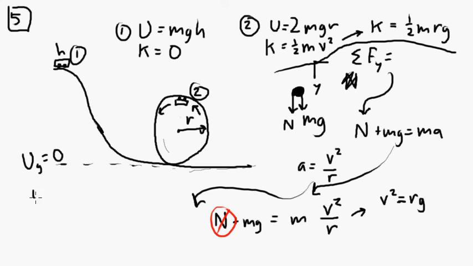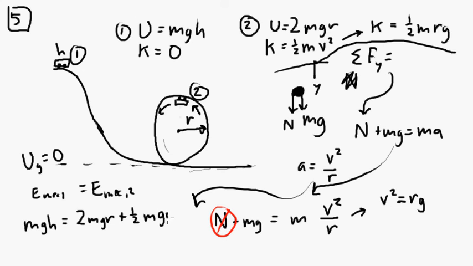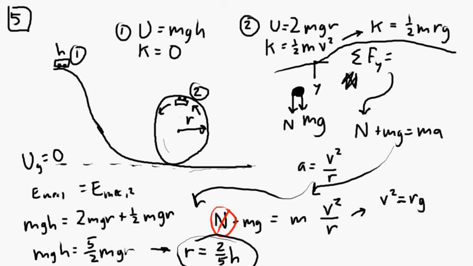Or you can rearrange it and say mgr over 2, so it's the same as this. So what we get is if we set E mechanical at 1 equal to E mechanical at 2, then on the 1 side we get mgh equals 2mgr, this is the potential energy here, plus the kinetic energy, 1/2 mgr. That's this kinetic energy here. So you get mgh equals 5/2 mgr, which means the biggest possible loop you can have is r equals 2/5 h. And there you go. That is all the review problems. Hope that helped.